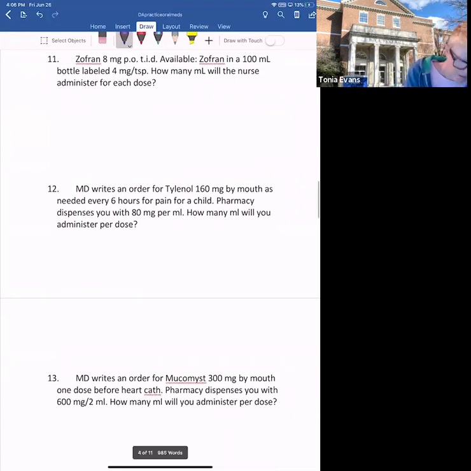Okay. So I've got 10 milligram or 8 milligram doses. I have a 100 milliliter bottle labeled 4 milligrams per teaspoon. Okay, how many milliliters? So I want to know milliliters per dose. Now, do I really care how big the bottle is? Do I need that information in order to figure this out? No, I don't. I need to know my dose, and I need to know the available concentration.